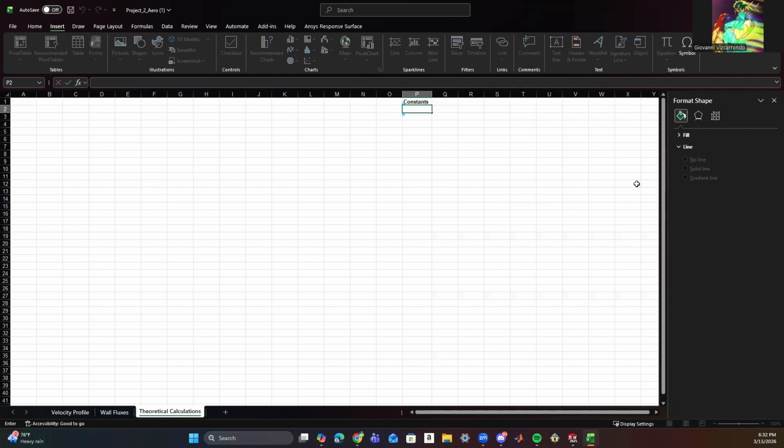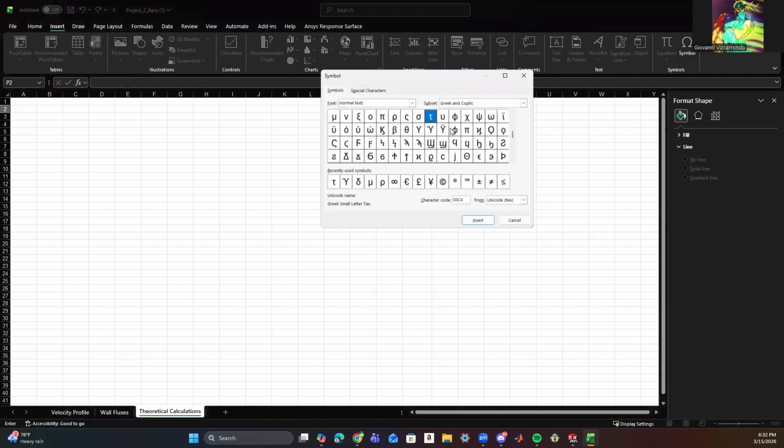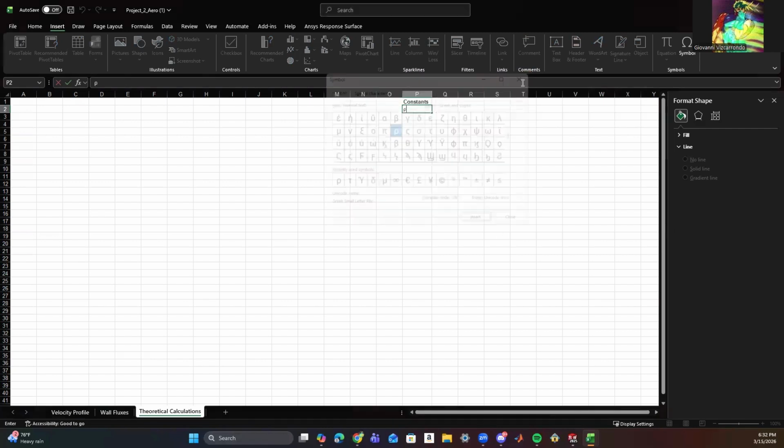The first one we're going to have is our density, which is rho. So I'm just going to go here and we're going to use the symbol for density. Let's make it look a little bit nicer. Here it is. So, density equal to 1.2, which is given in the problem.